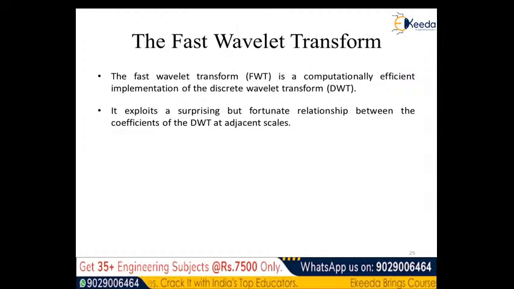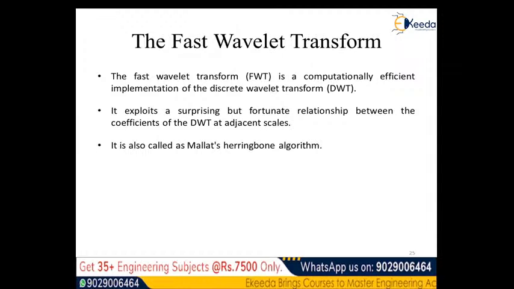So that is why the efficiency leads it to give the name of the fast wavelet transformation here. This is basically called Mallat's herringbone algorithm. The name of the inventor is Mallat, and it was in the year 1987. We also have a topic that describes the origins of the wavelet, the complete history. You can see how the wavelet theory has evolved in the past few decades.